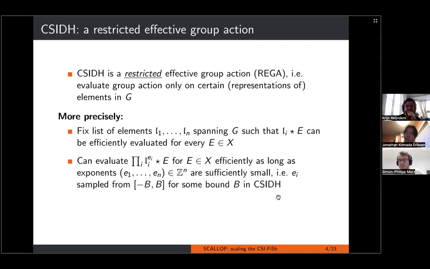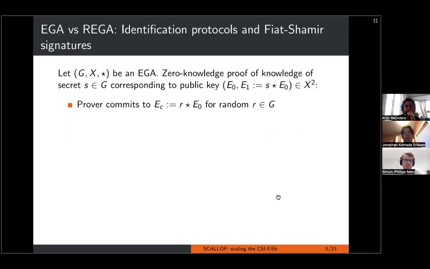And we know CSIDH is great. With CSIDH, you can build non-interactive key exchange. It's fairly efficient, it's fast. So why would we care about the difference between a restricted and an effective group action? I guess that's the question. So I brought one example why we might care.